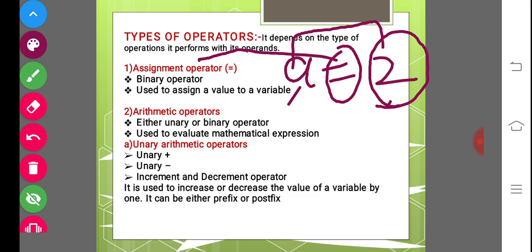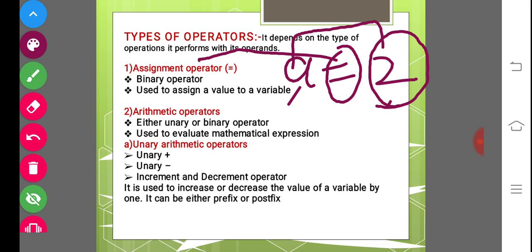The second is arithmetic operators. What are arithmetic operators? Those operators which are applied to perform arithmetical calculations in a program are known as arithmetical operators. Plus, minus, multiply, divide, modulus, all these are arithmetical operators. Arithmetic operators are divided into unary operators or binary operators. Unary means it needs 1 operand and binary means it needs 2 operands, and they are used to evaluate a mathematical expression. Now first we will discuss the unary arithmetic operators.